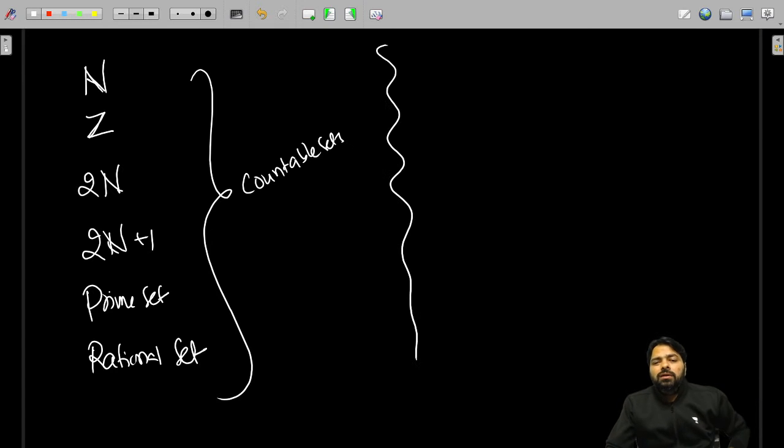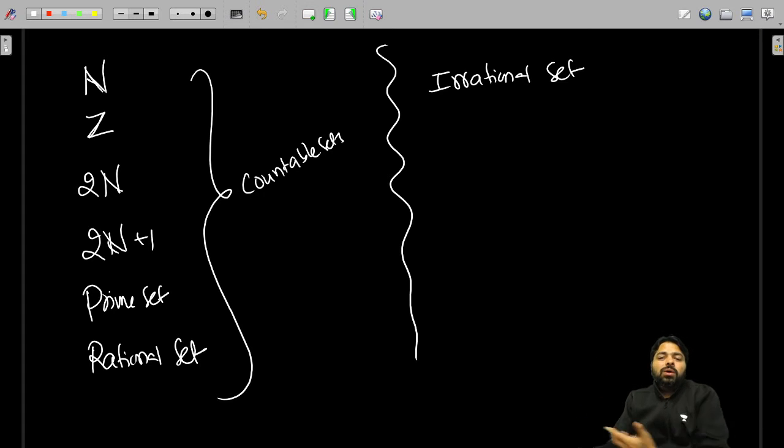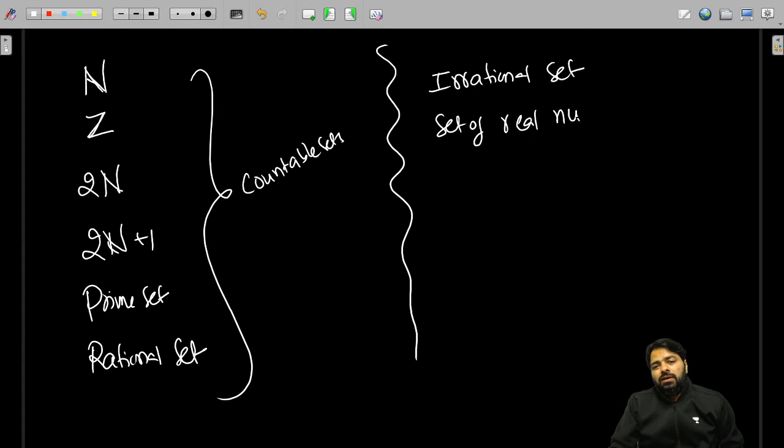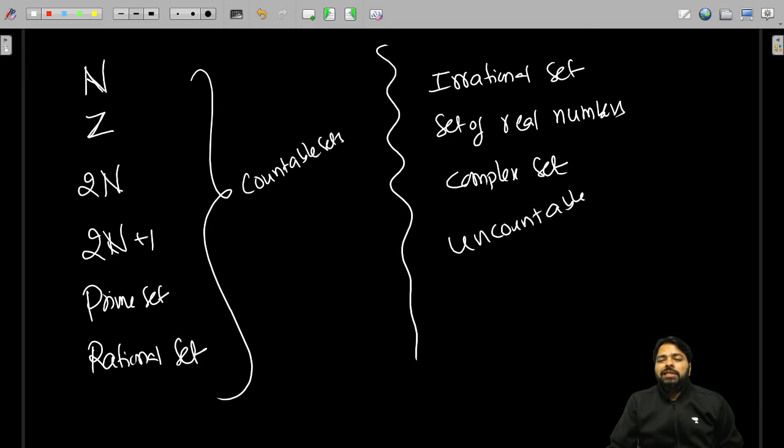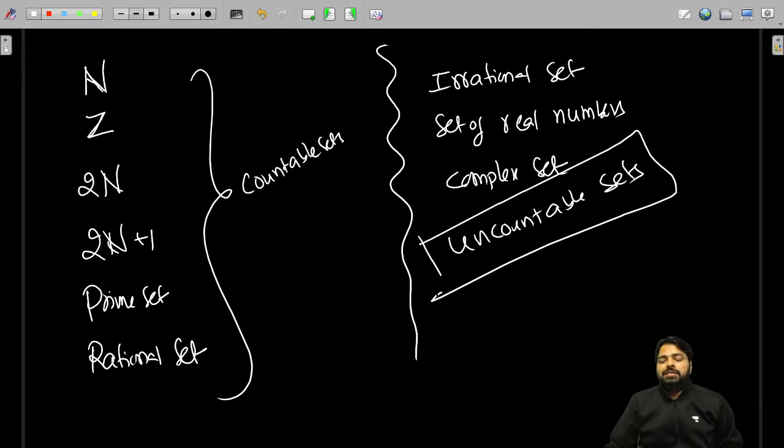And who are uncountable? Like the irrational set. We don't have any logic in the world. We don't have any bijective mapping with an already known countably infinite set. And the set of real numbers, the real set, is uncountable. And the complex set, the set of complex numbers, is uncountable. These are uncountable sets because they don't have a bijective mapping with any known countably infinite set. They don't have a bijective mapping with anybody in the world.